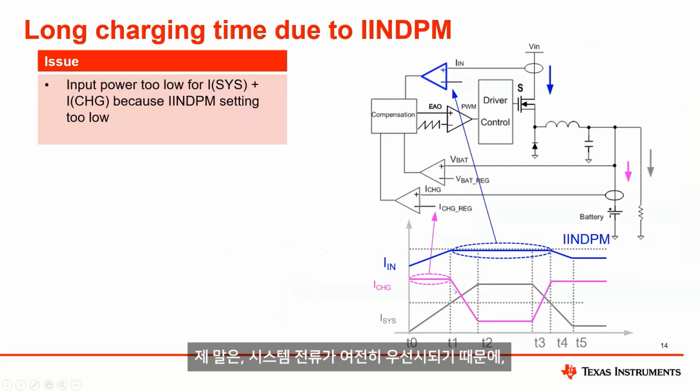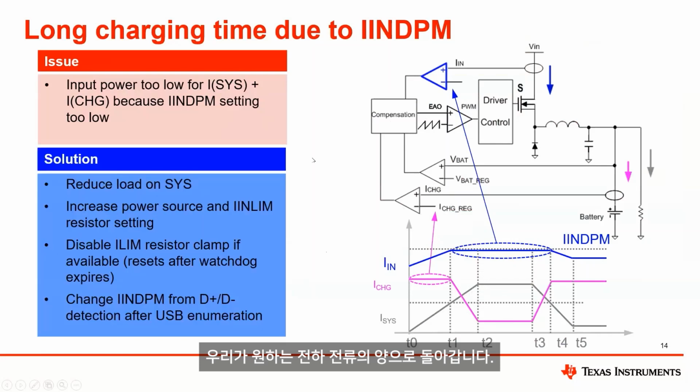The system current still takes priority, so we still are providing power to the system. We don't want the system to collapse, but that means that the charge current has to go down. So the charge current now gets reduced because you're being input power limited. And then eventually the system current drops and we return to that amount of charge current that we want.